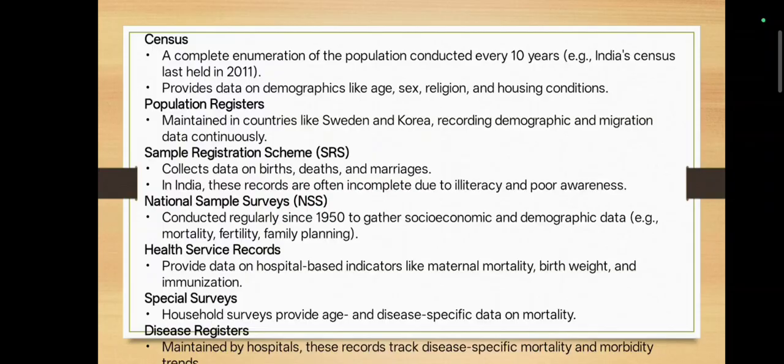Special household surveys provide age and disease-specific mortality data, while disease registers maintained by hospitals track morbidity and mortality trends. Together, these sources give us a comprehensive picture.